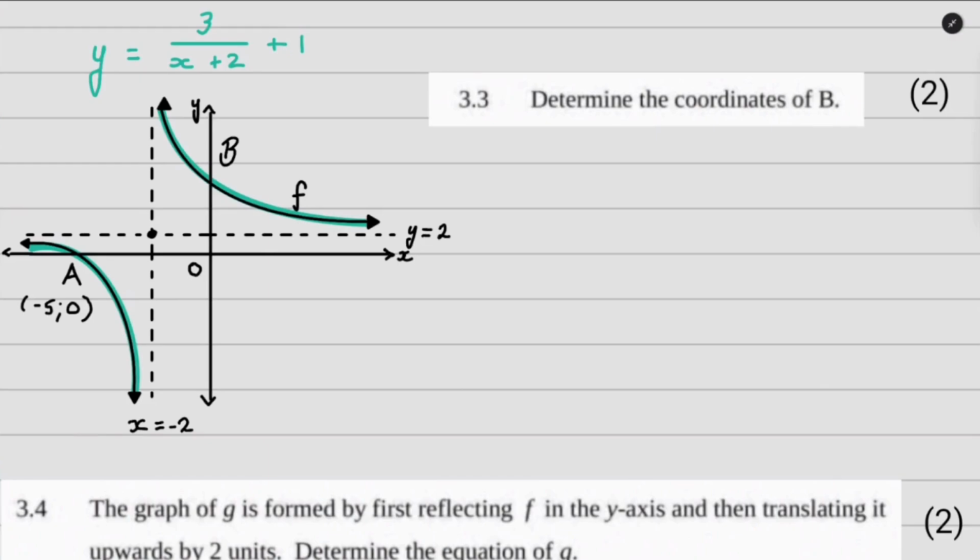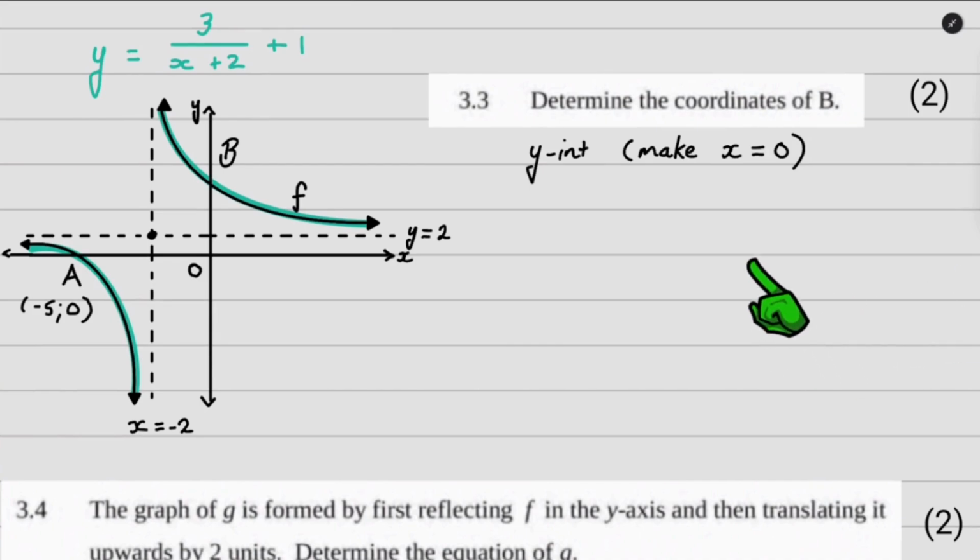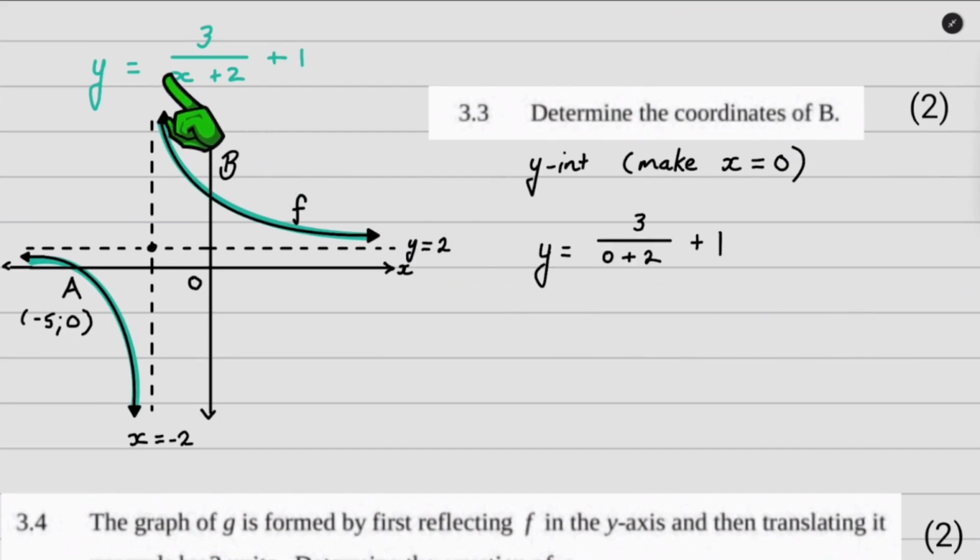Okay, we're getting to know this hyperbola a little bit better. So we know A's value now. The next question asks us to determine the coordinates of B. B is over here. Also a very special point, where the graph cuts the y-axis. So something very similar to the previous question. To get the y-intercept, I make x equals 0. So I'm going to do exactly that. I'm going to grab the equation of the graph and I'm going to make this x 0. So that's all that changes in this step.